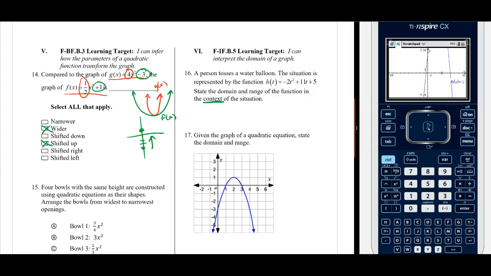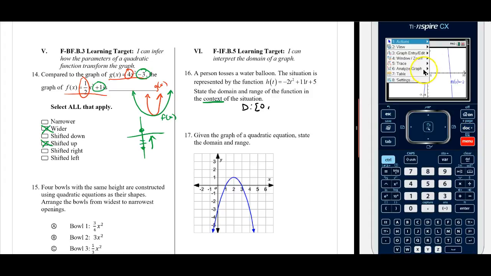So what do we know about time? Time can never be negative. So when we look at this graph, all we care about are values on the graph between where time starts at 0 and where time ends when it crosses the x-axis, which is over here somewhere. So the domain of this graph is going to be 0. So remember, bracket for the beginning, 0.